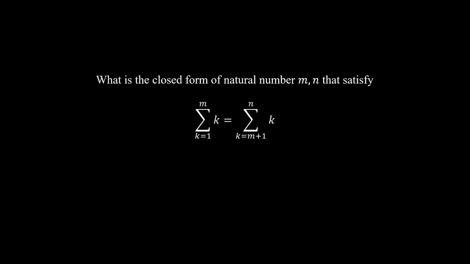Hello everyone. Today we are going to find all natural numbers m, n such that the sum of the first m natural numbers is equal to the sum of the next n minus m natural numbers. In this video we are going to solve these equations via Pythagorean triples and Pell's theorem.